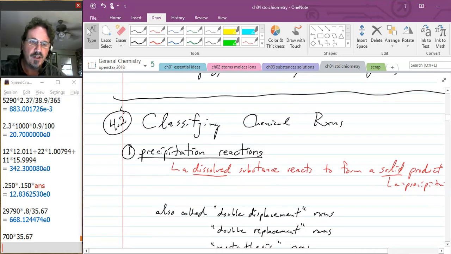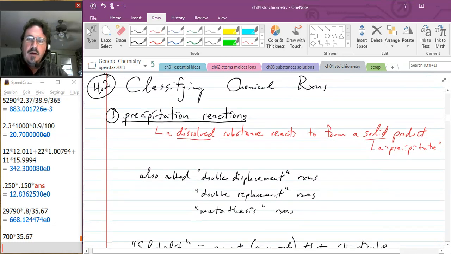Alright, section 4.2, classifying chemical reactions. Here we've got some main large categories that we classify chemical reactions under, depending on what's happening in them. These are broad categories. There are further subcategories that we can classify them in sometimes, but we want to introduce at least the big ones for you here.